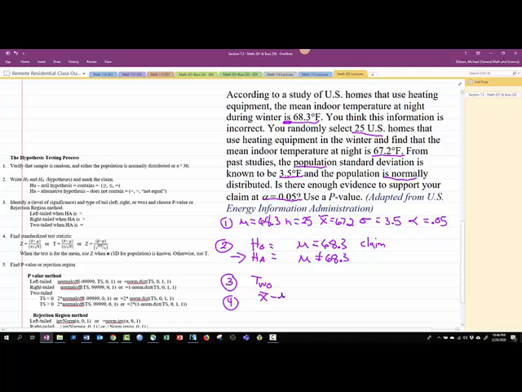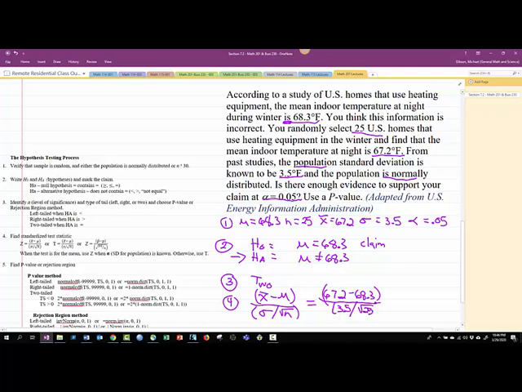Step 4, find the standardized test statistic. Mean of the sample minus the mean from the claim in parentheses, over the standard deviation divided by the square root of n, which is the standard deviation for the situation with a sample, right? So 67.2 minus 68.3 over, what was it, 3.5 divided by the square root of 25.